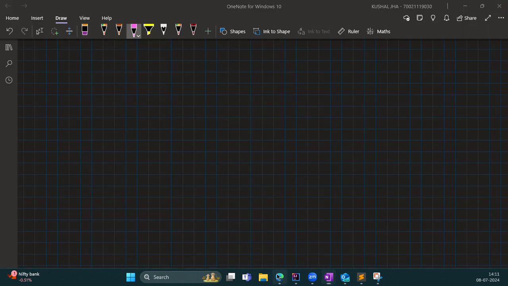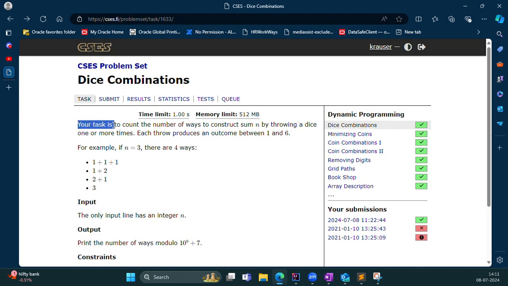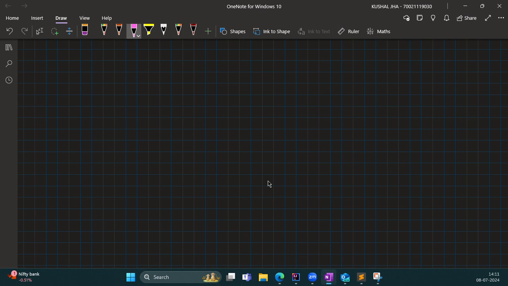So this is the first problem. Your task is to count the number of ways to construct sum n by throwing a dice one or more times. Each throw produces an outcome between 1 and 6.